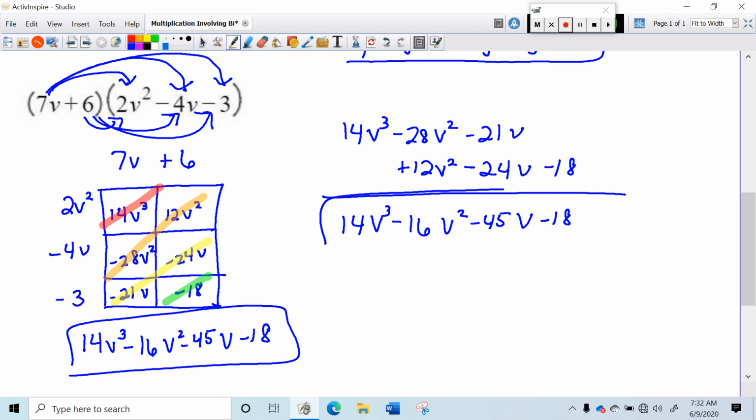As you can see, it does not matter which method you prefer to use. If you do your math correctly, you're going to get the same answer whether you use the rectangles or the distributive property.